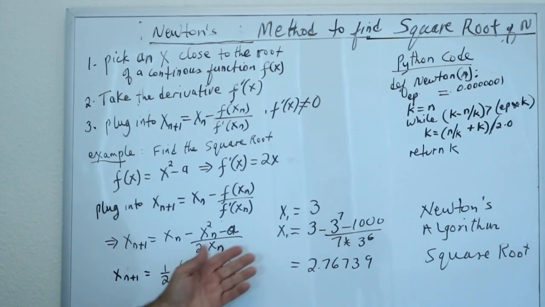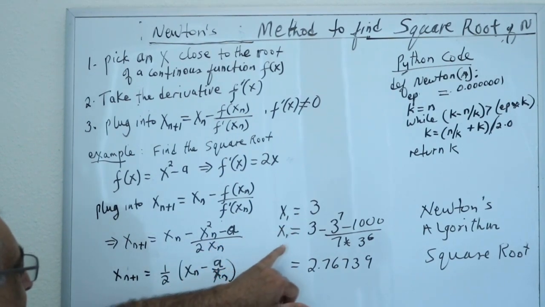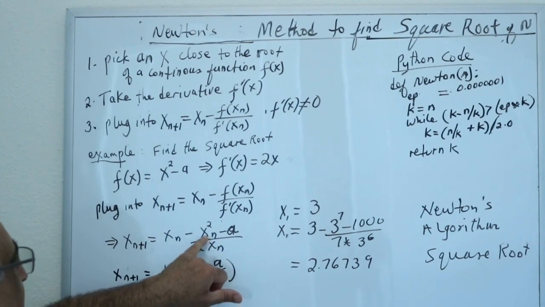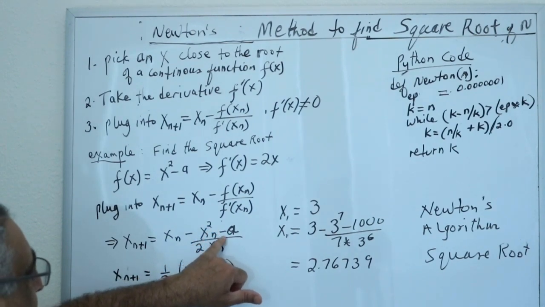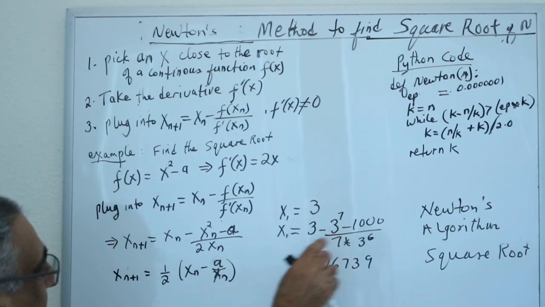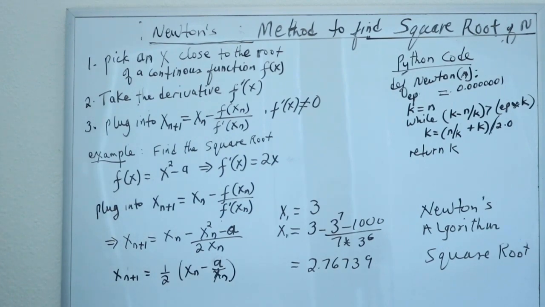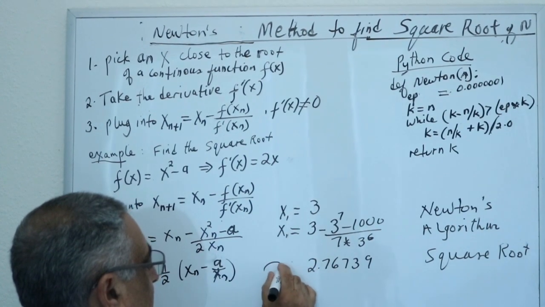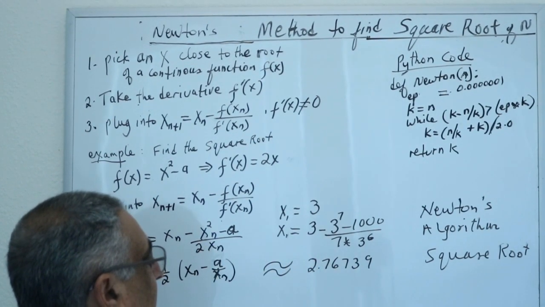Now, if I take 3 for this, I can plug it in here. So that would be 3 minus 3 to the 7th minus a, whatever that number is, divided by 7 times 3 to the 6th, that's the derivative. Now, I'm getting an approximation here.